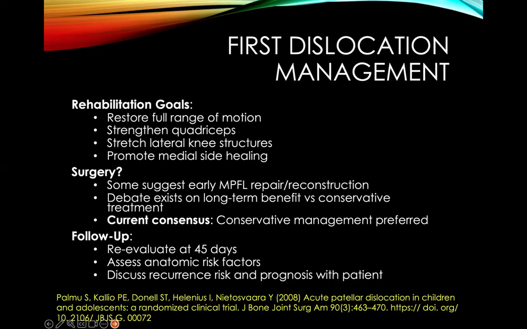And we have to reevaluate the child at 45 days. You have to get all the imaging done, assess all the anatomic risk factors, and discuss the risk of recurrence of the patellar dislocation, as 40% of them do redislocate. You have to discuss the prognosis with the patient, and if any anatomical risk factors are present, we could try counseling them regarding the further surgical management. So this is about the conservative management for a first dislocator.